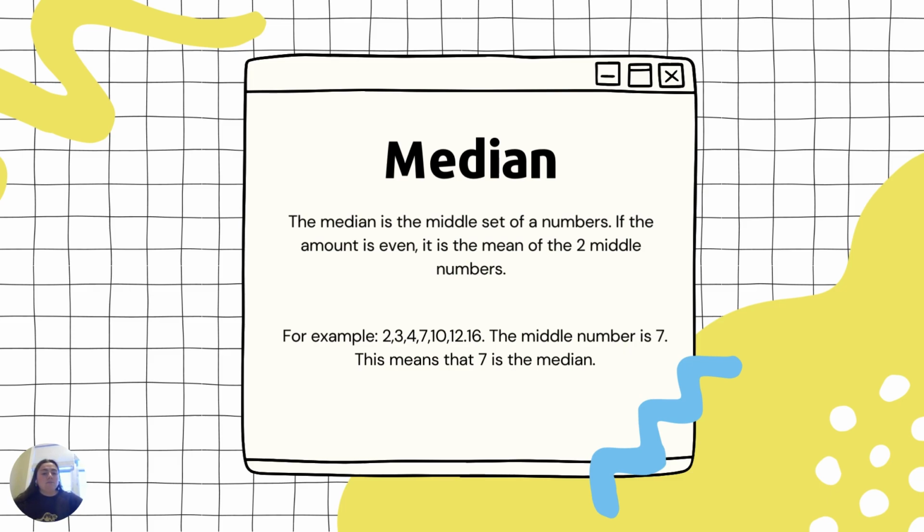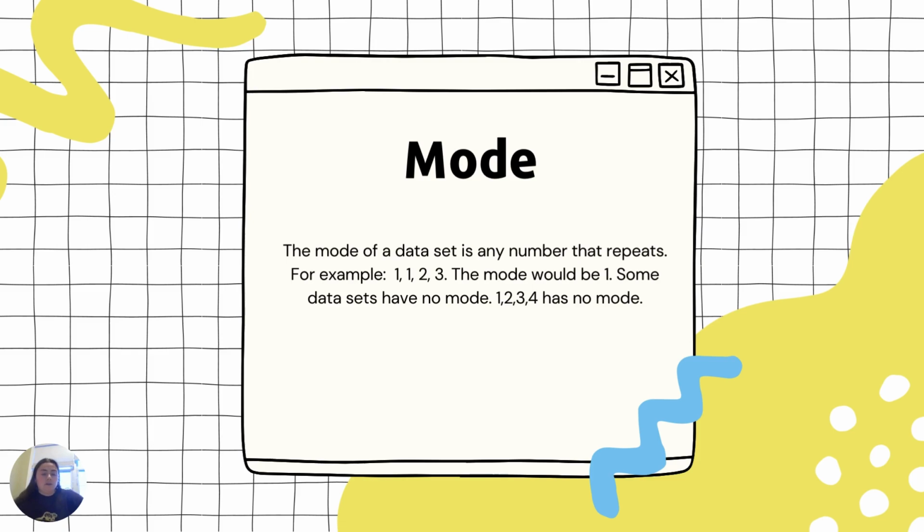The last measure of central tendency that I'm going to be talking about today is the mode. The mode of a data set is any number that repeats in a data set. So for example, if we have 1, 1, 2, and 3, the mode would be 1, whereas some sets of data have no mode. So 1, 2, 3, 4, there's no repeating number there, so there's no mode.